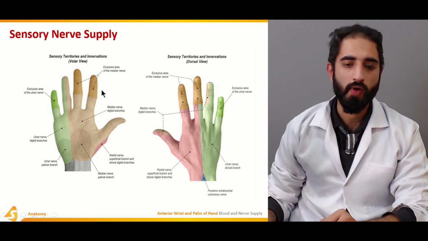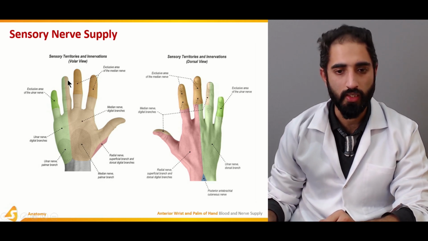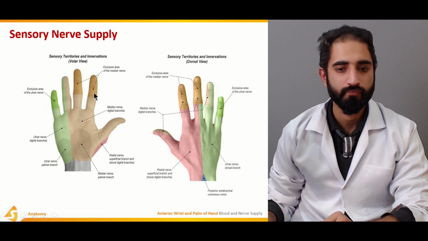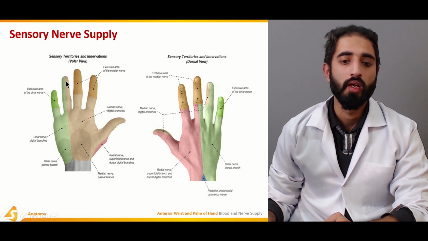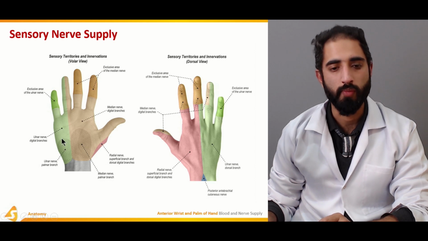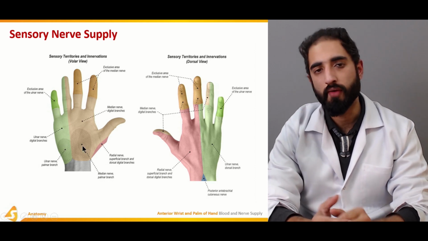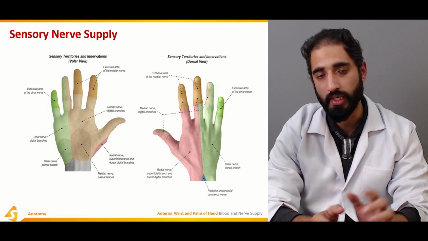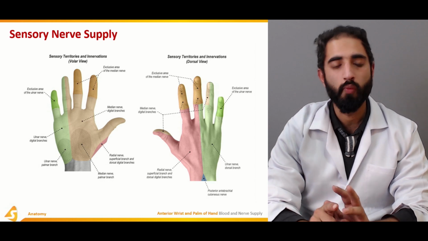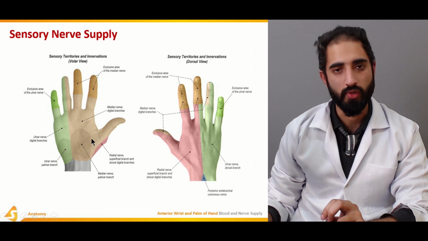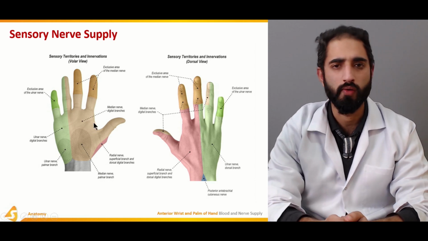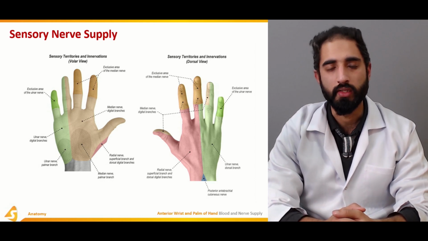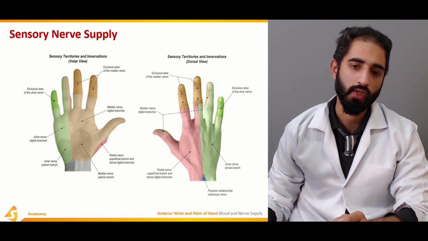So here we have the palmar aspect of the hand, and here you can see that the lateral 3.5 fingers is actually supplied by the median nerve, and the medial 1.5 finger is supplied by the ulnar nerve. So that is why if there is a person who has a carpal tunnel syndrome, as we already discussed, that would cause the compression of the median nerve, and that person would have symptoms in the lateral 3.5 fingers. Similarly, if someone has a cervical radiculopathy and it involves the nerve roots of the median nerve, that person may also have the symptoms in the lateral 3.5 fingers.